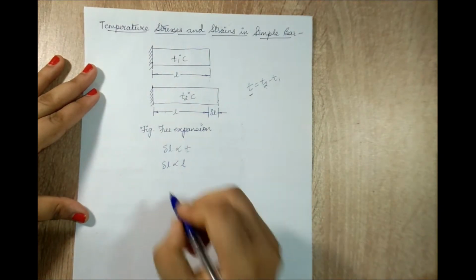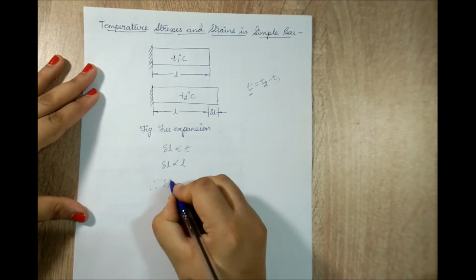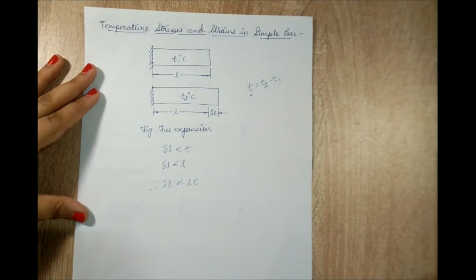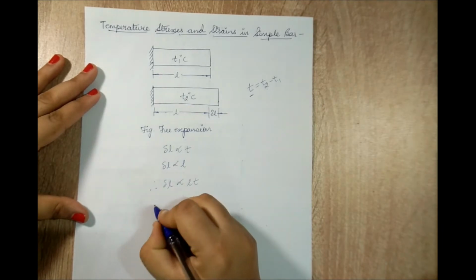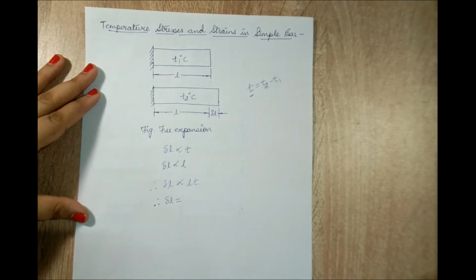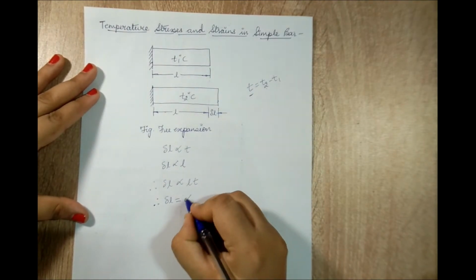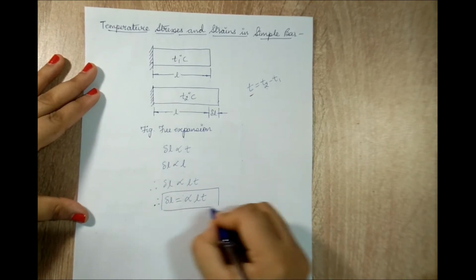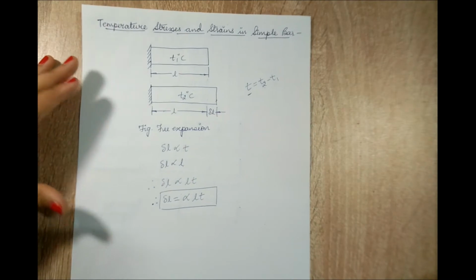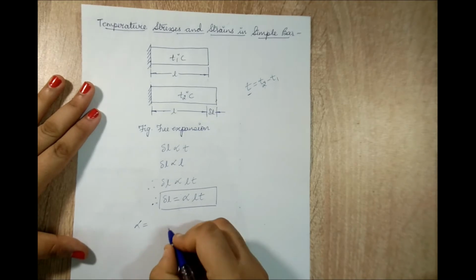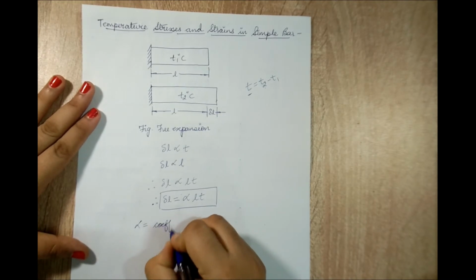So when I combine these two relations, delta L is directly proportional to L and also proportional to T. Now in mathematics, when I remove the proportionality sign, I have to substitute it with an equal to sign and a constant of proportionality. Here the constant of proportionality is alpha, and these are the two terms L and T. So we get the equation delta L is equal to L alpha T, or alpha L into T. This term alpha is called the coefficient of thermal expansion.